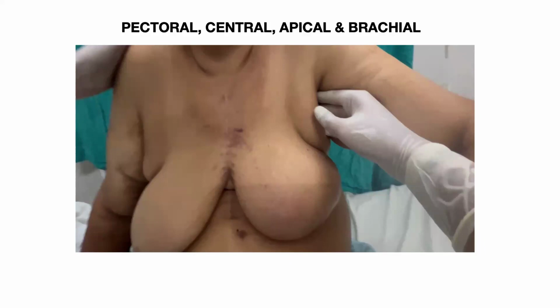Okay, thank you very much. And regarding palpation, you have examined the opposite breast and axilla too, right? Yes, sir. Need to document that also. Okay.